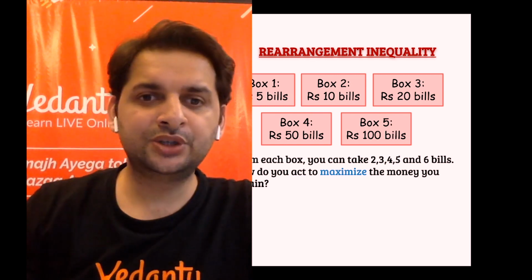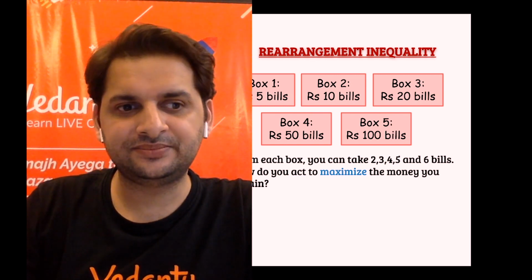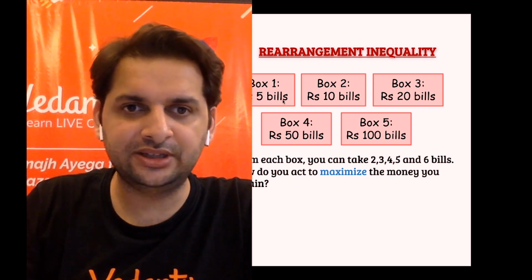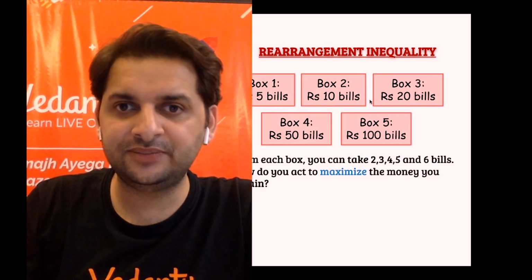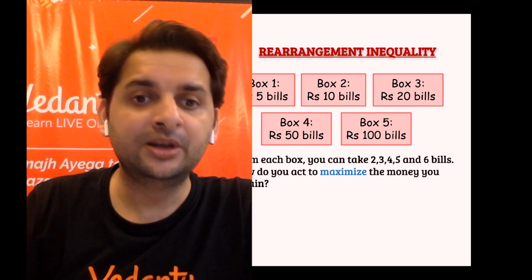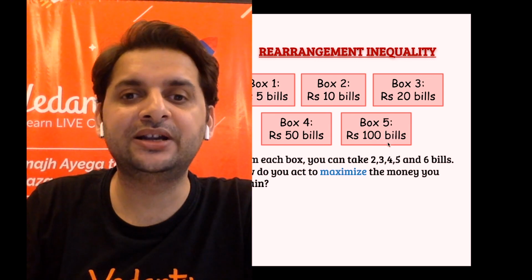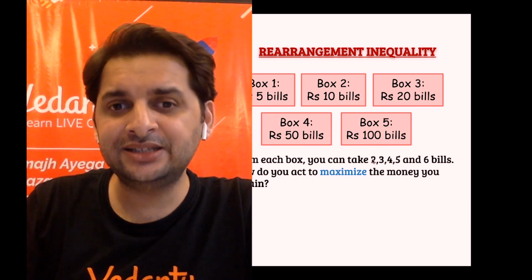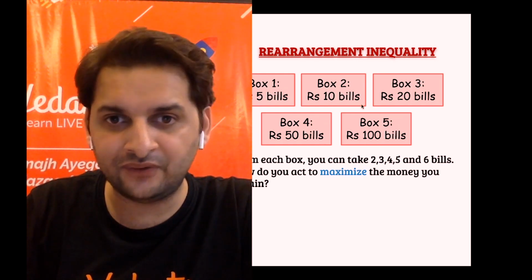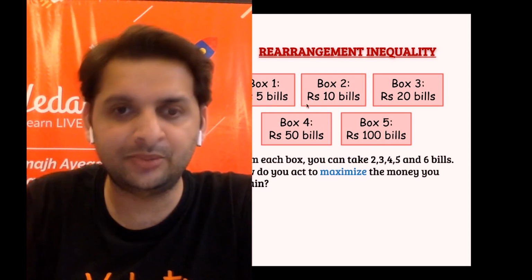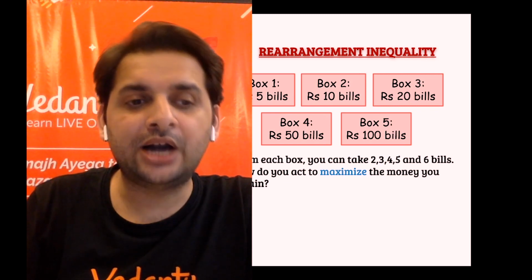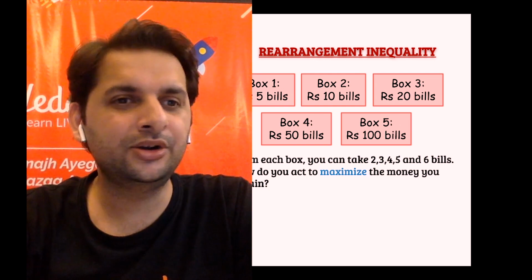All right. So consider five boxes. Box 1 contains 5 rupee notes, and there are many notes in there. Box 2 contains 10 rupee notes. Box 3 contains 20 rupee notes, and there are infinitely many 20 rupee notes in here. Box 4 contains 50 rupee notes, and box 5 contains 100 rupee notes. The question is, you have to take out 2, 3, 4, 5 and 6 notes from boxes of your choice. So 2 notes from say box 1, 3 from box 2, and in any permutations possible. The question is, how do you maximize the money?